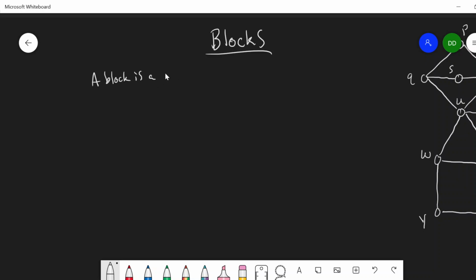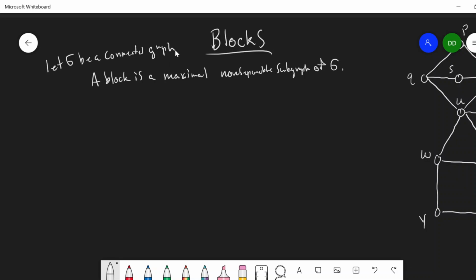So first off, a block is a maximal non-separable subgraph of G. So let me say, let G be a connected graph. Then a block is a maximal non-separable subgraph of G. So a couple things: it has to be non-separable and a subgraph of G. And then we should clarify what this term maximal means in this situation.